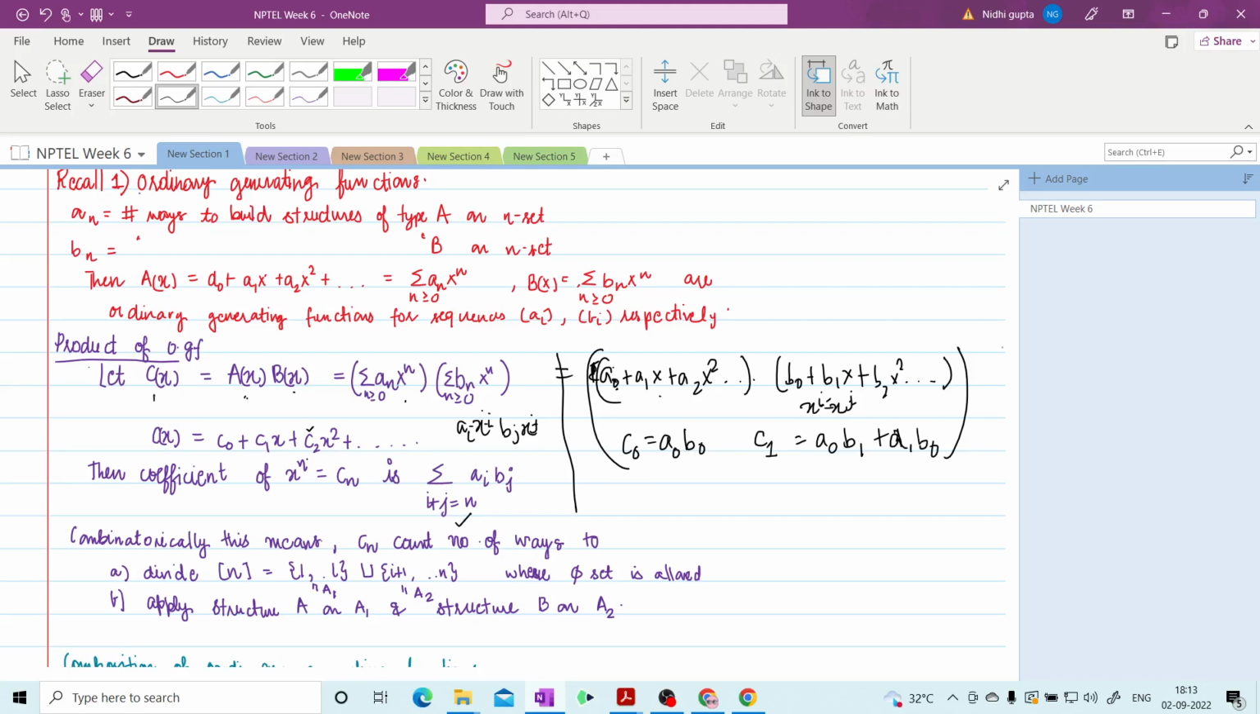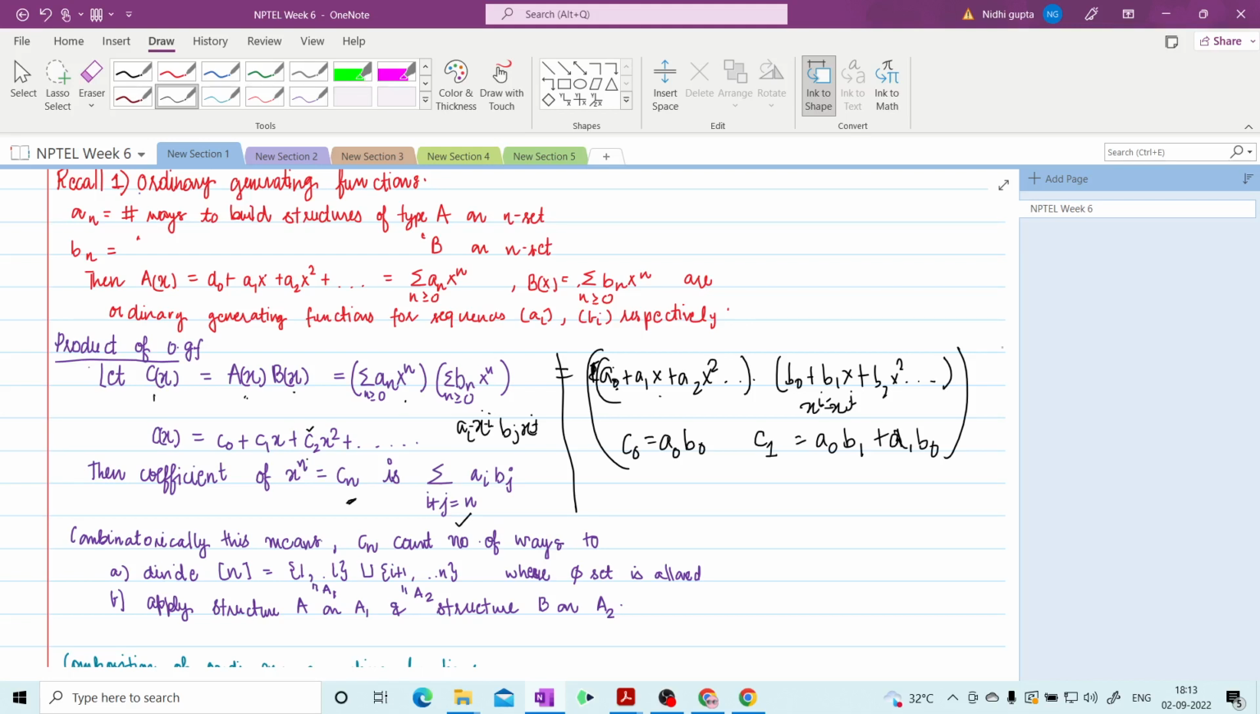Now what does this product mean combinatorially? a_n was counting the number of ways to build structures of type A on an n-set, whereas b_n was counting the number of ways to build structures of type B on an n-set. Now we want to see what c_n is calculating combinatorially.